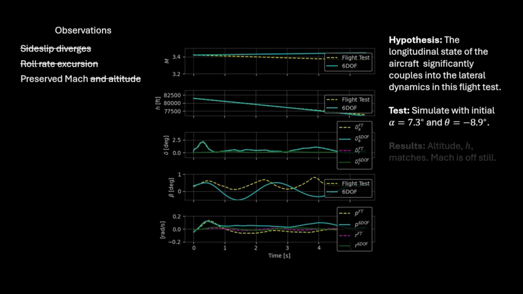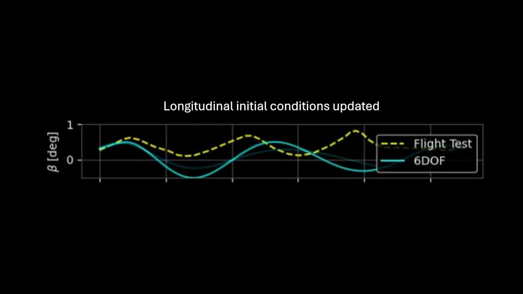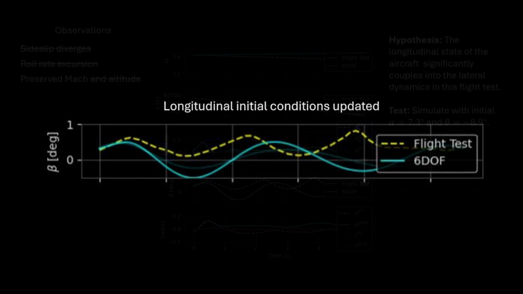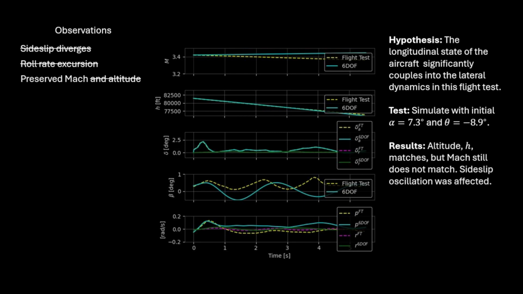We find the altitude trajectory now matches the flight test nicely. However, the Mach number is still over-predicted. Also, the side slip oscillation or Dutch roll mode still does not match in frequency or amplitude. However, altitude versus time is mostly overlaid on the flight test data. Mach, however, is preserved, differing from the flight test data.